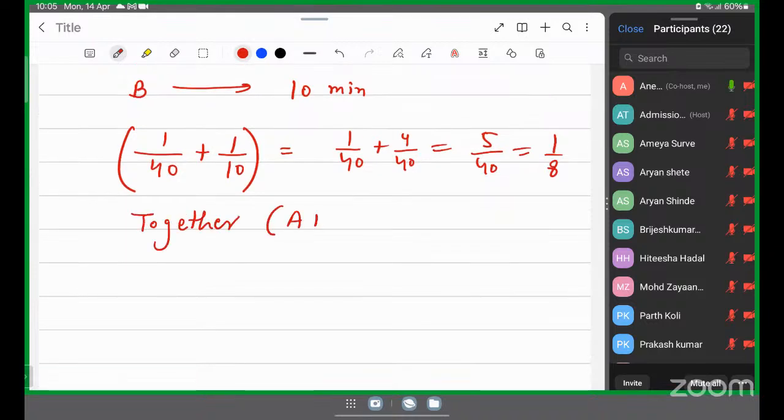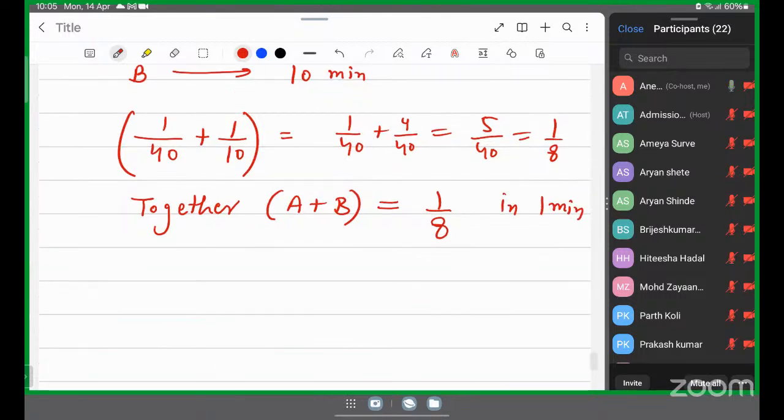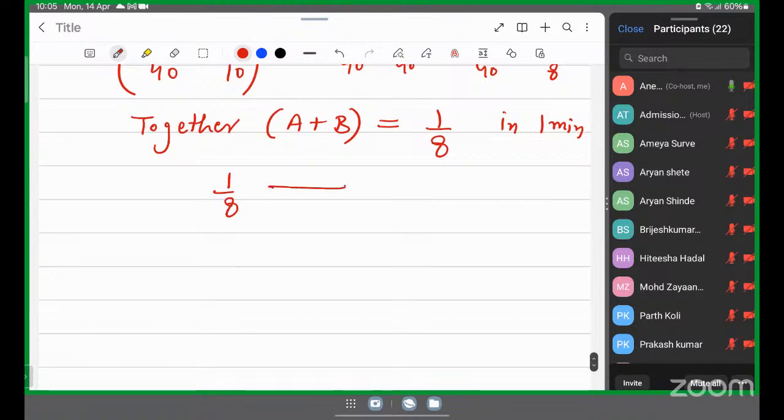So together A and B can empty 1 by 8 part of the tank in 1 minute. So 1 by 8 part in 1 minute, one whole part will take 1 by 1 by 8, that is 8 minutes. If both pipes are working together, they will take 8 minutes to empty the tank. Understood? Or any doubt?